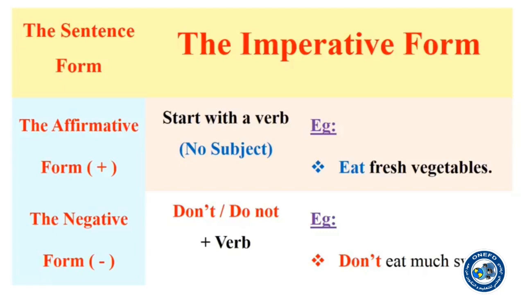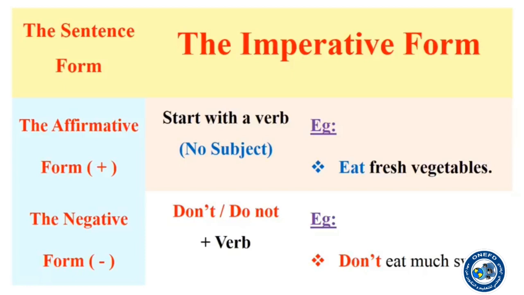Unlike the negative form, we start with the expression don't or do not before the verb. Like you can see in the example, don't eat much sweets. This is also an order or a command. If you eat too much sweets, you may suffer from your tooth. You may have a toothache. So don't eat much sweets.